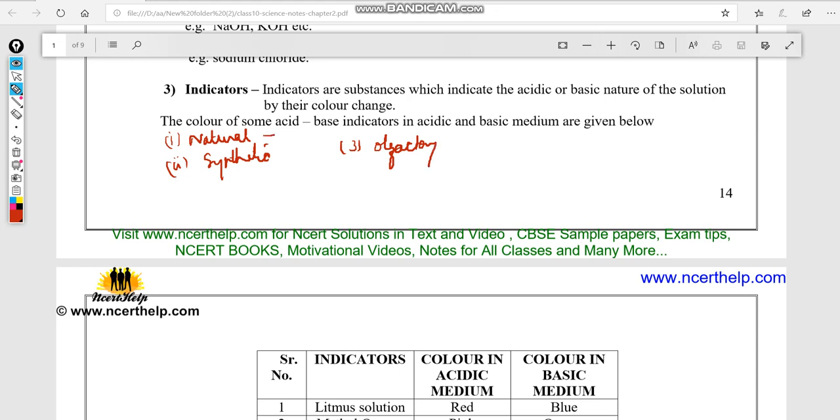Natural indicators are obtained from natural substances, for example litmus. Litmus solution is obtained from lichen, and red cabbage extract is another. Synthetic indicators are prepared in the lab from chemicals. Olfactory indicators change their smell in presence of acid or base. Example, vanilla extract and clove. Next, indicators.